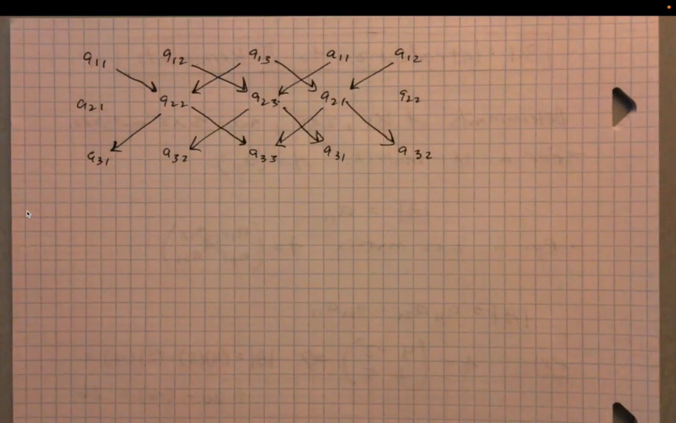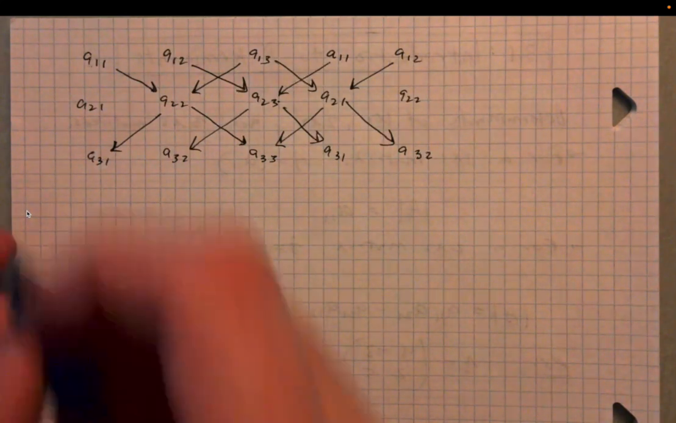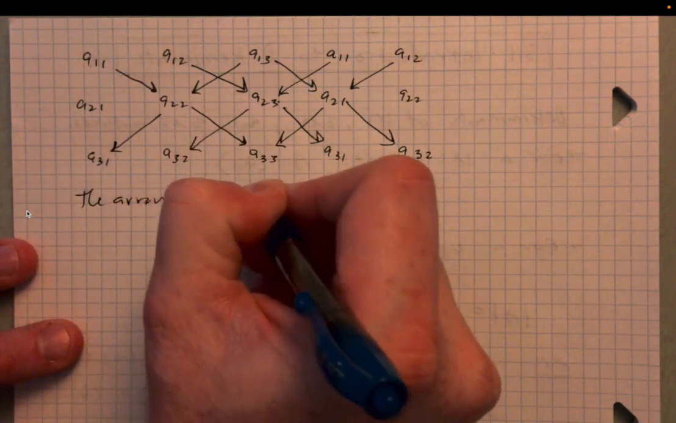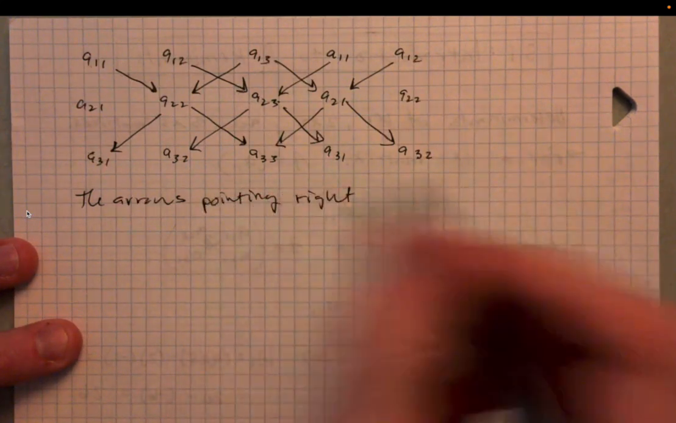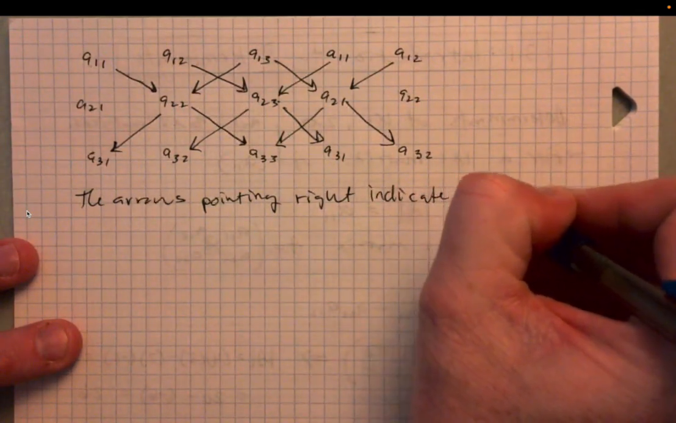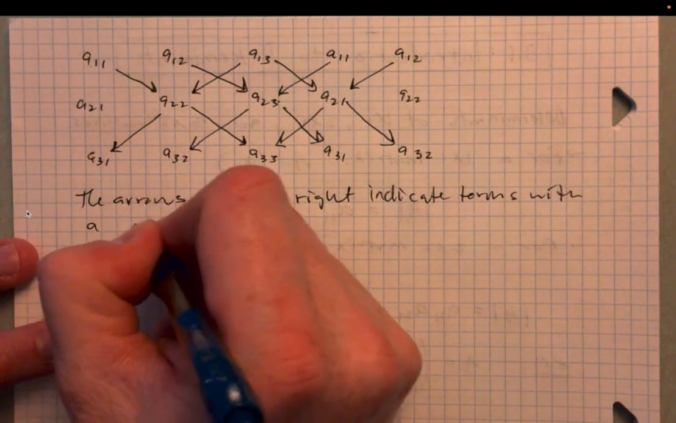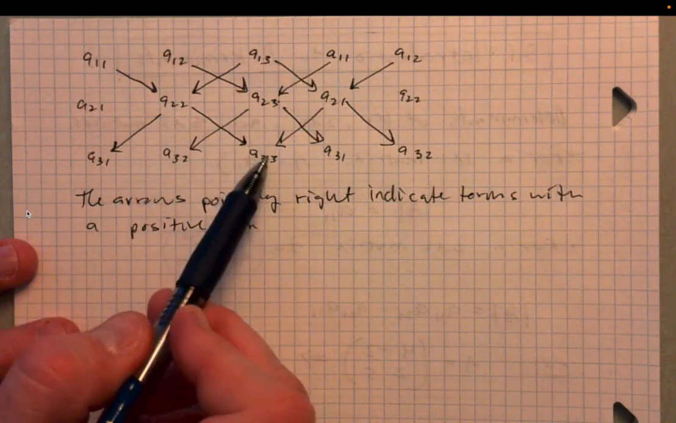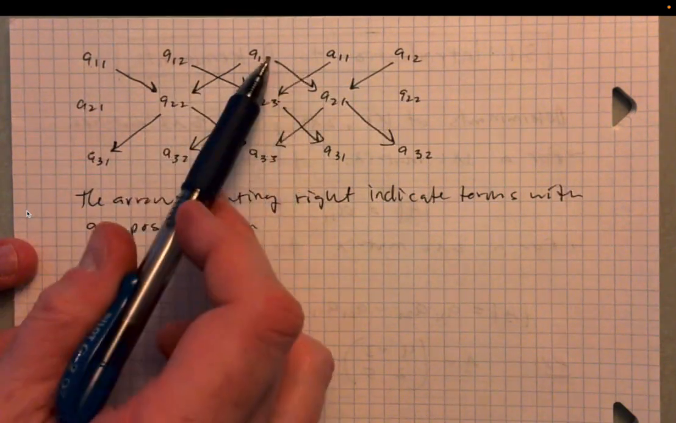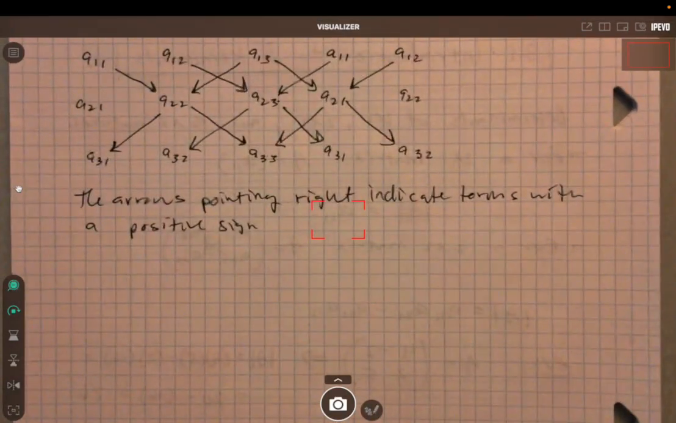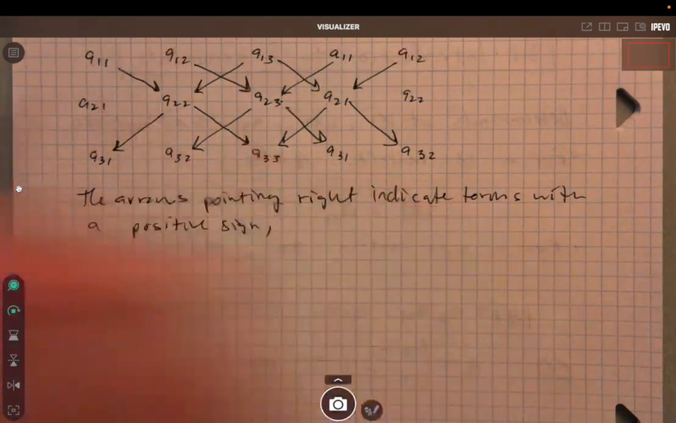So the way to think about this: obviously you can draw the picture. It's easy to remember this schematic. The arrows pointing to the right indicate terms with a positive sign. So that's these 3: A11 times A22 times A33, positive sign, positive sign, positive sign. Everything with the arrow to the right is a positive sign. Everything with the arrow to the left, those are the negative signs.